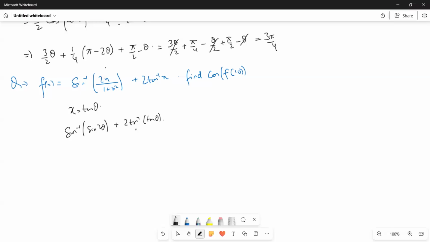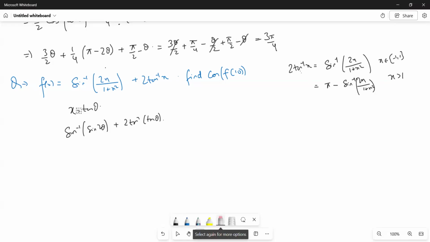You can either do it in this way or you could apply the direct formula as well. If you remember, what is the direct formula for 2 tan inverse x? Sin inverse of 2x by 1 plus x square for x lying between -1 to 1. And what is the formula if x is greater than 1? Pi minus sin inverse of 2x by 1 plus x square, because if x is greater than 1, it goes into the second quadrant, and in the second quadrant it becomes pi minus theta. So if you remember this formula, this is actually a question of the formula.